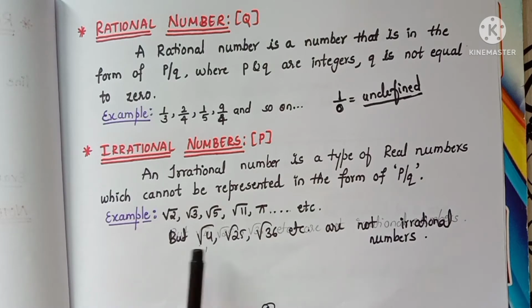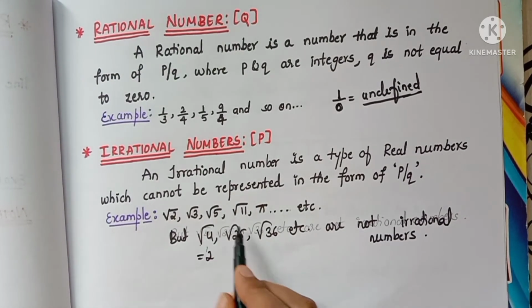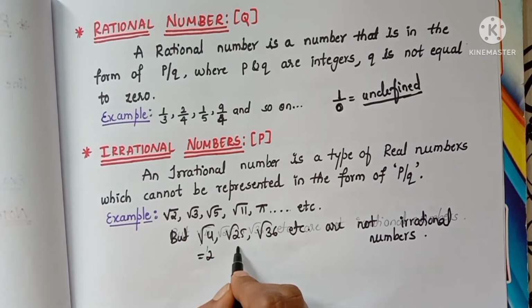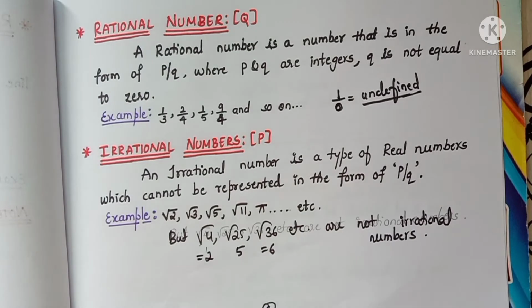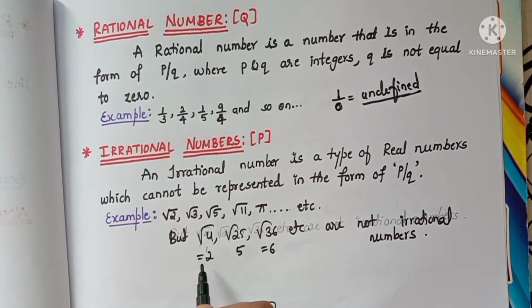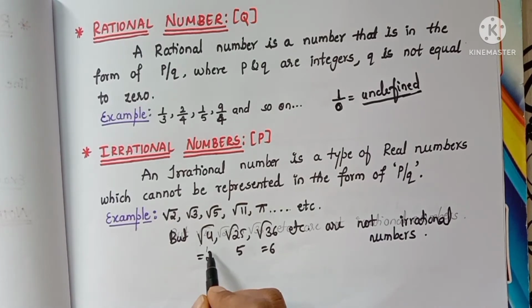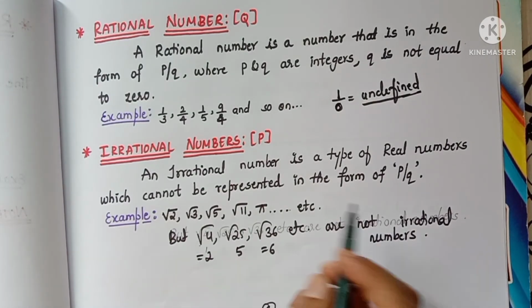Why? Because root of 4 is what? Perfect square root. It means root of 4 will be 2. And root of 25 is what? It is 5. And root of 36 is what? 6. So, it is not in the form of root. Therefore, it is 2, 5, 6. Therefore, it is not an irrational number. Instead, it is a what? Rational number.